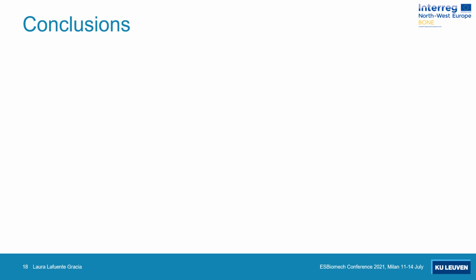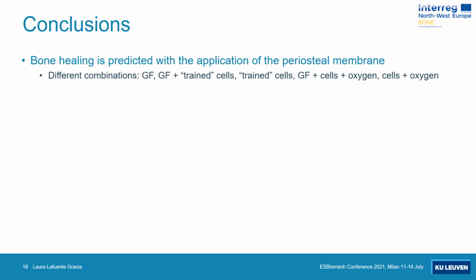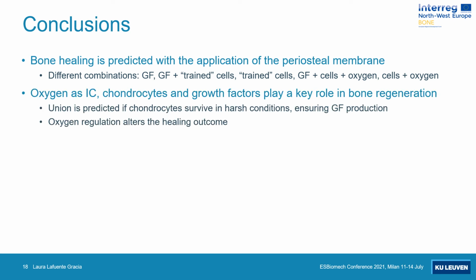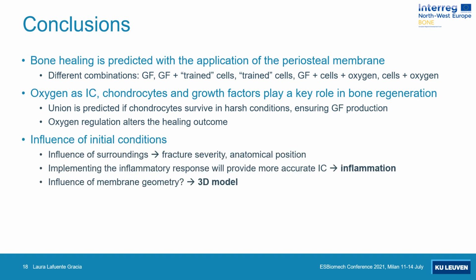Finally, to conclude, we have seen that bone healing is predicted with the application of the periosteal membrane, and that happens for different combinations. We have also seen that oxygen as initial condition, chondrocytes and growth factors play a key role in bone regeneration. In particular, union is predicted if chondrocytes survive to ensure growth factor production. Finally, the influence of initial conditions to start the repair phase can also alter greatly the healing outcome.